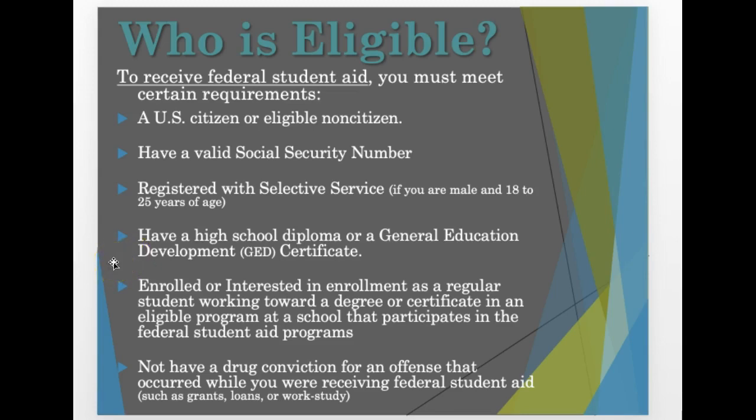They must have a high school diploma or a GED, be enrolled or interested in enrollment as a regular student working towards a degree or certificate program in an eligible program at a school that participates in federal student aid programs. So only eligible colleges and universities, which any state university or accredited private university would meet that requirement. And not have any drug convictions on their record for an offense that occurred while you're receiving federal aid, such as grants, loans, or work study.